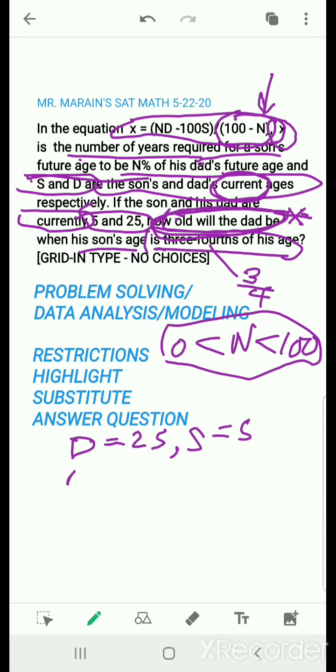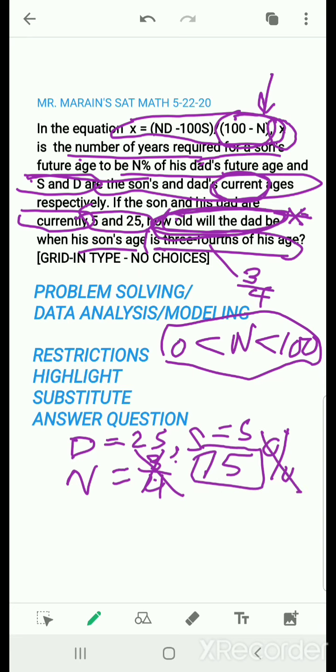And now we come to our first critical point in solving, and that is what to replace N by. Well, we want the son's age to be, in the future, 3/4 of his dad's age. But that is not a percent. So we have to convert that to 75%. But remember, N is the numerical value of the percent, or the number attached to the percent, so N is 75, without the percent sign, right? Because it says that right here, N%.